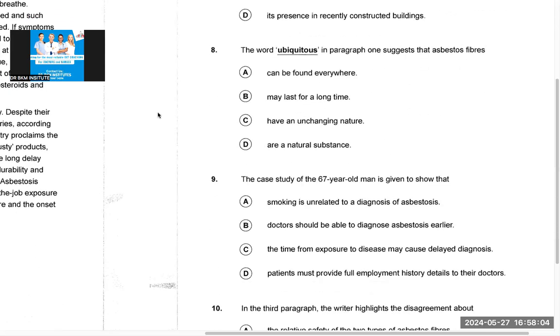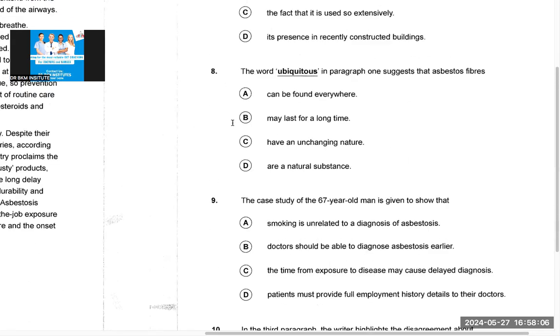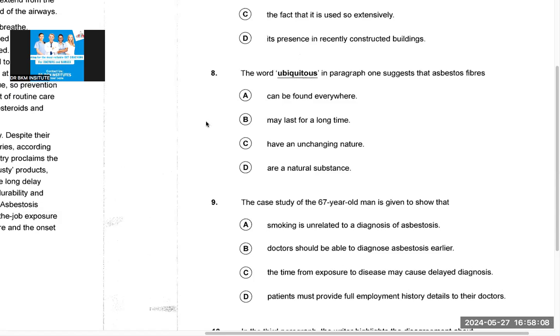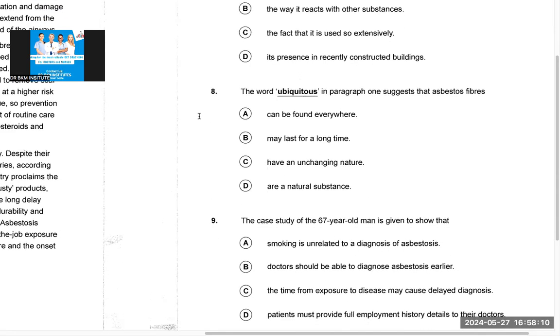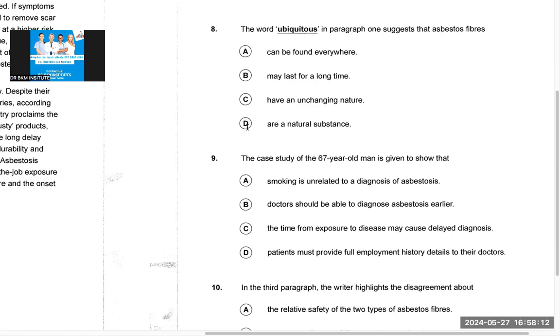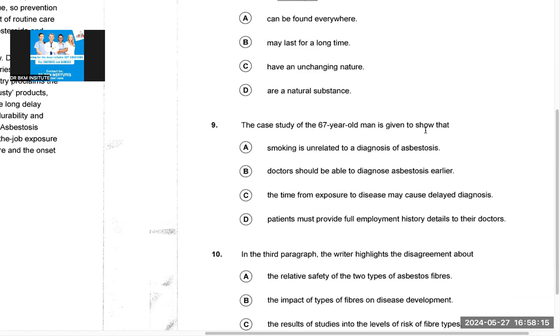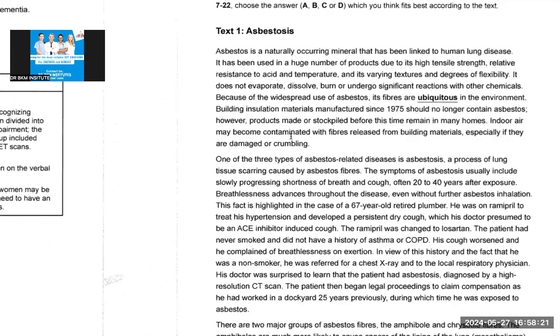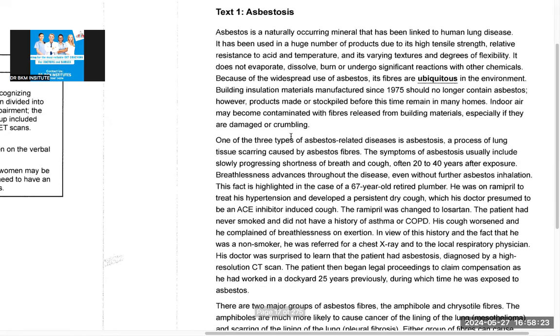So doing question number 9. We have done question numbers 7 and 8, and have done the recording for the same. Now doing question number 9. The case study of a 67-year-old man is given to show that... So there is a case study of a 67-year-old man, and why is it given? Simple. Take it simple. Why is it given?